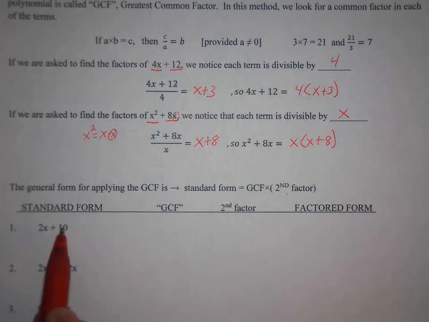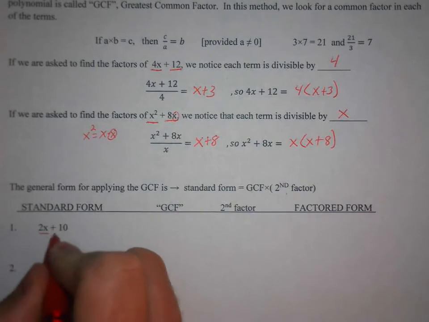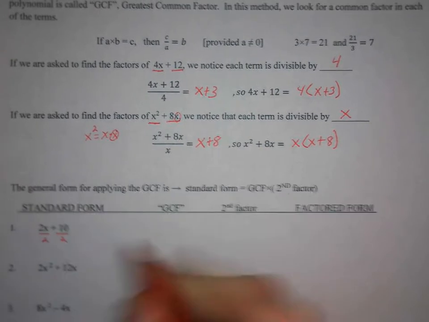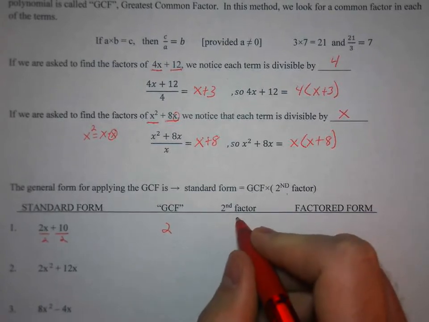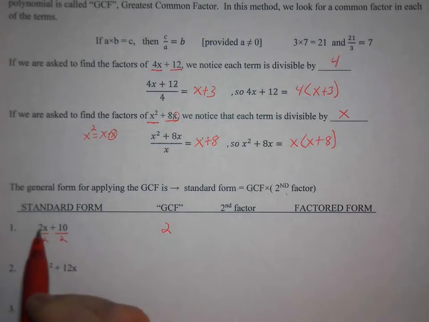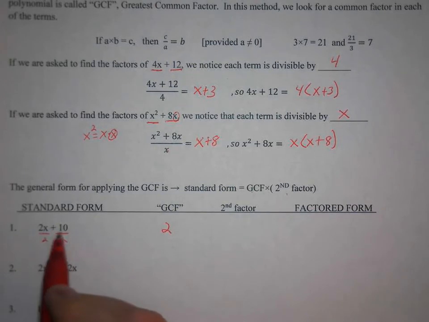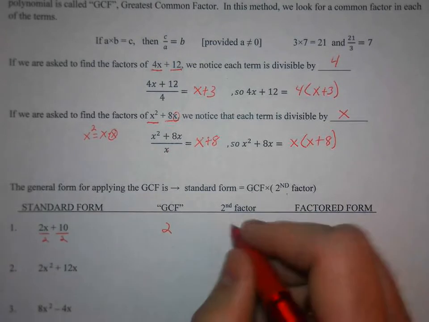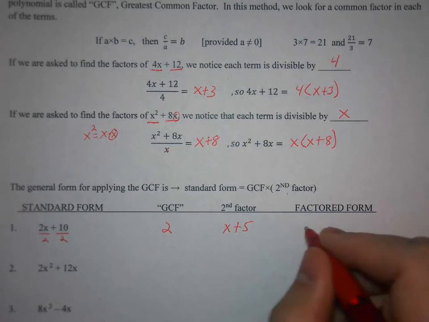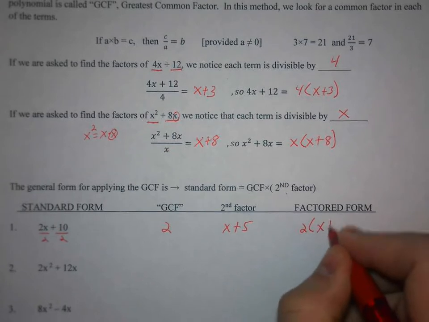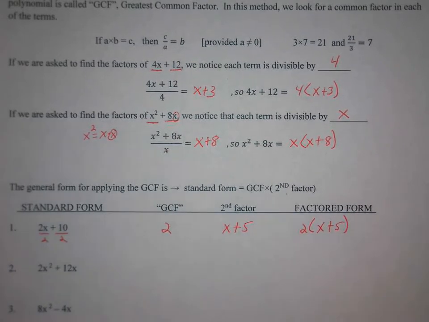So if we have 2x plus 10, you find the GCF. So 2x and 10, you can divide both of them by 2. So that means the GCF is 2. The second factor is what you're left with if you divided by 2. Well, 2x divided by 2 is x, and 10 divided by 2 is positive 5. So x plus 5 is the second factor. So the factored form is 2 times the quantity x plus 5.